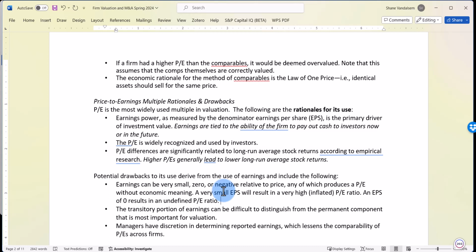And since prices of stocks are always positive, you can't have a negative stock price. If you have a negative earnings per share, that means your price to earnings ratio will end up being negative, which doesn't provide a lot of information to the investor other than you had a negative earnings for the firm.